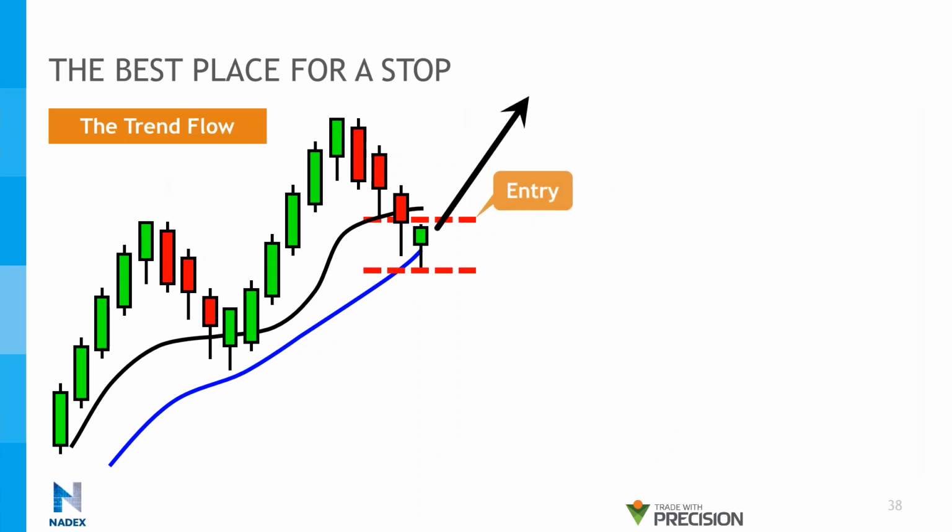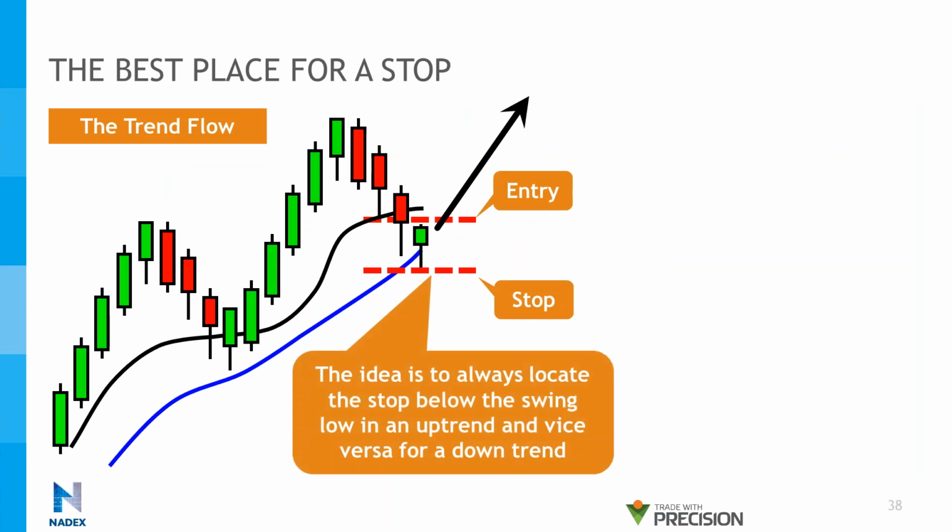So again, the best place for stops is always at the swing low in an uptrend or the swing high in a downtrend. In the trend flow strategy, we are locating a reversal candle, utilizing the high of that setup candle as our entry point and the low of that candle as our stop loss.